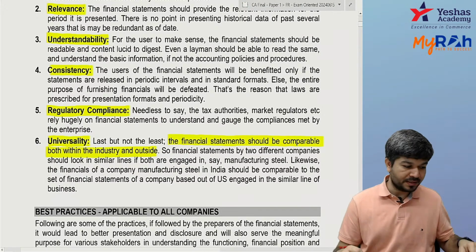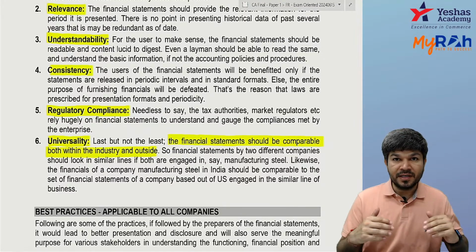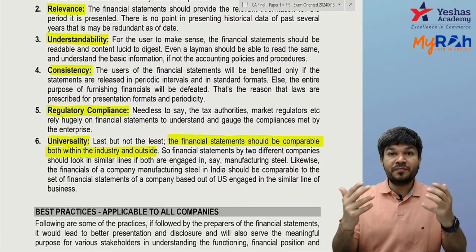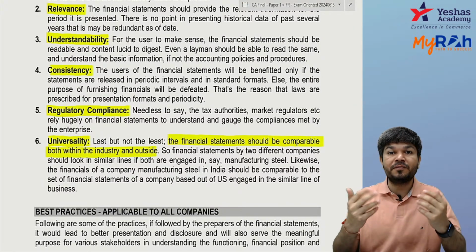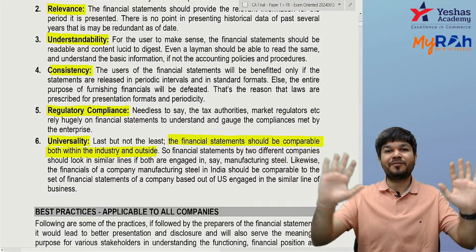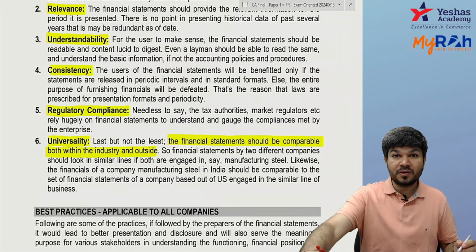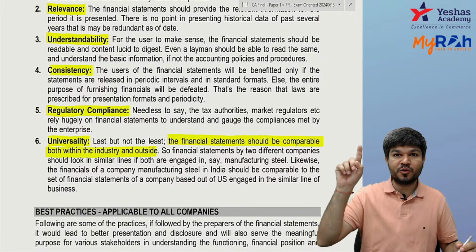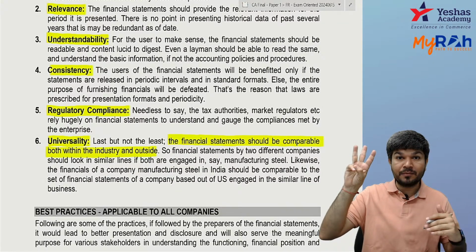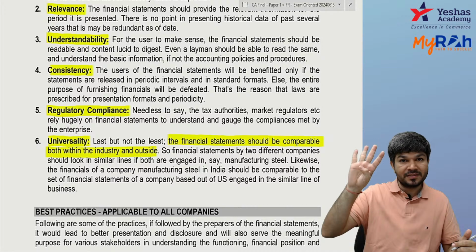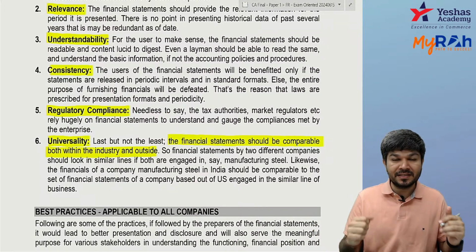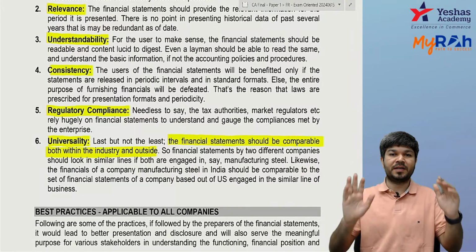Within the industry and outside means if in your industry, say for example you're manufacturing steel, if steel industry people follow FIFO for stock valuation, better you also follow FIFO for stock valuation. So I should be following the policies that industry people are following. Clear? Okay, so what are the good characteristics of a financial statement? One, it should show a true and fair view. Two, all relevant data has to be shown. Third, it has to be understandable. The language used should not be too complicated. Fourth, consistently it should be prepared. It needs to comply with the regulatory frameworks. And last one is universality, comparable within the industry as well as outside.